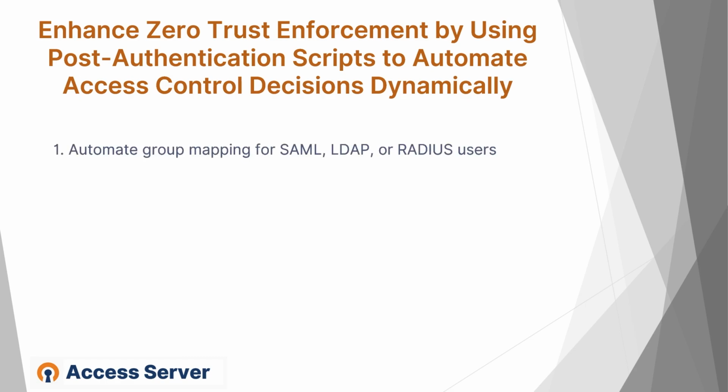1. Automate group mapping for SAML, LDAP, or Radius users. With post-authentication scripts, you can automatically assign users to specific groups based on their directory attributes when they log in via SAML, LDAP, or Radius. Here's how it works. The post-auth script reads the user's attributes from the authentication response. It maps the user to a specific Access Server group automatically.